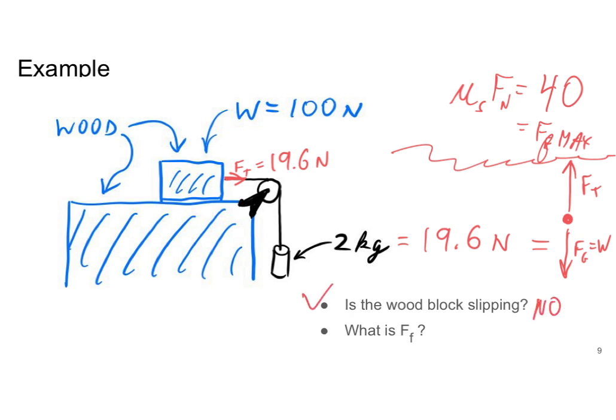Again, all of that is the hard part. The easy part is what's the force of friction? And because I know it's not slipping, it must oppose the applied force, which in this case is the force of tension. And so the force of friction is 19.6 newtons to the left, which I'll indicate with a negative sign. So there's our answer for that one. And we're good to go.